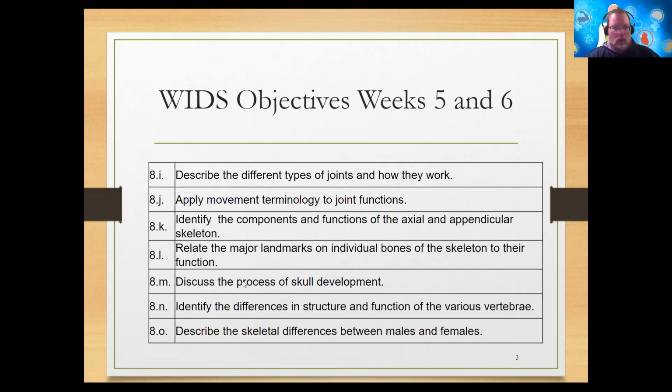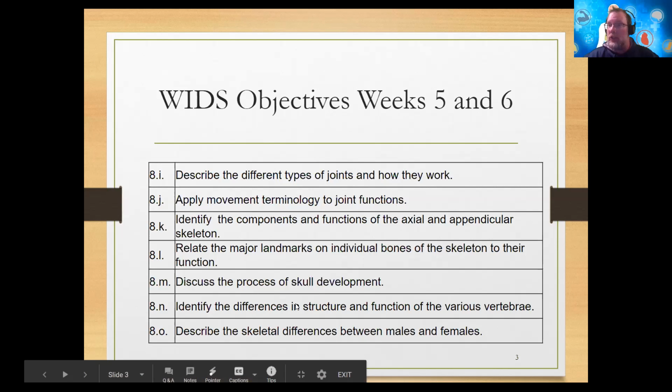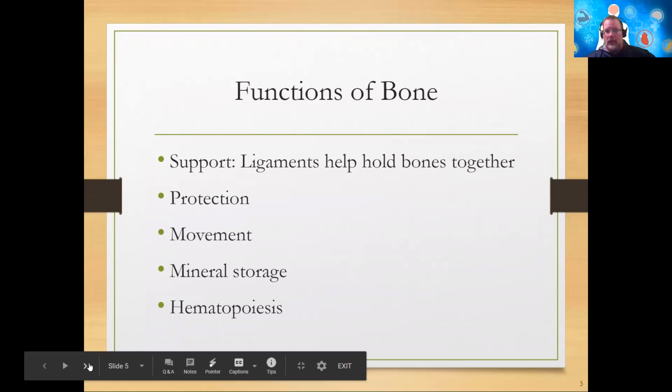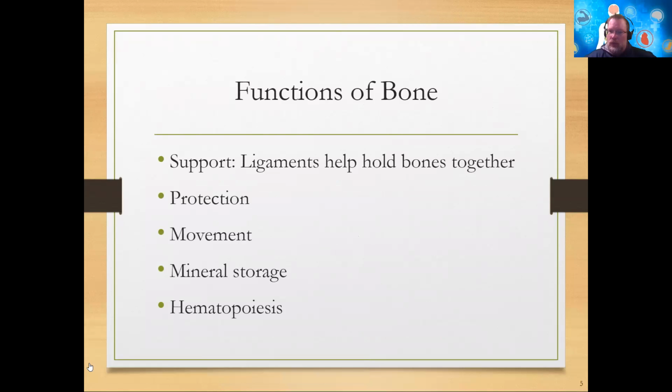All right. So anyhow, that's the agenda for the next couple of weeks, and I want to go through a few things with skeletal tissue. This goes through chapter 6 in the OpenStax. So a couple of the functions of bone I think are pretty clear. We need the skeletal system to keep us upright, to keep our tissues from being basically in a puddle on the ground. So that's the support aspect.